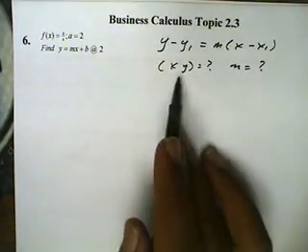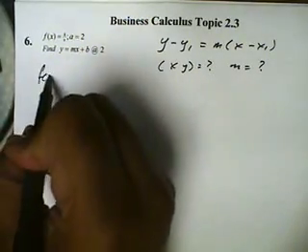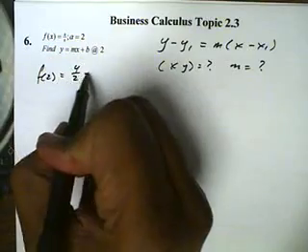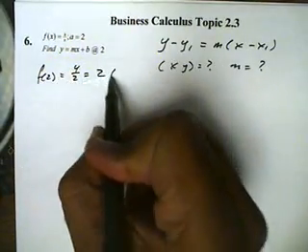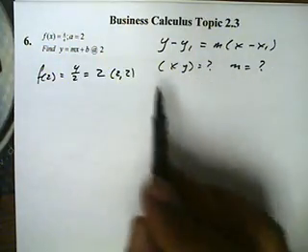Now, finding the point is going to be the easiest because we simply put 2 into the function. So this will be f of 2 equals 4 over 2, and that equals 2, which means that the point is (2, 2). Okay.